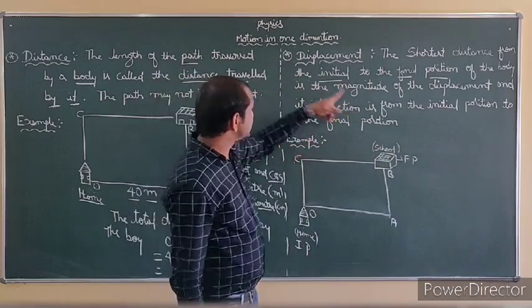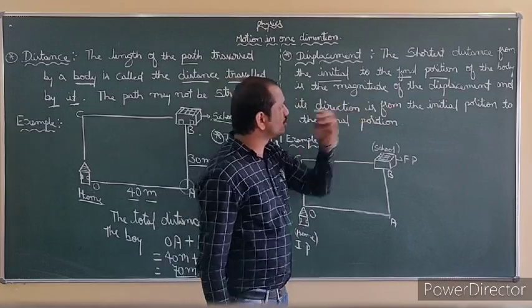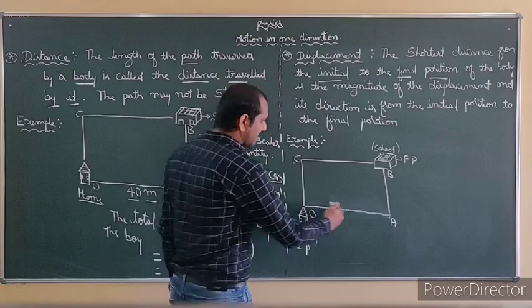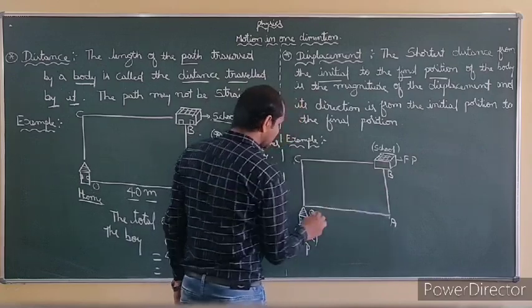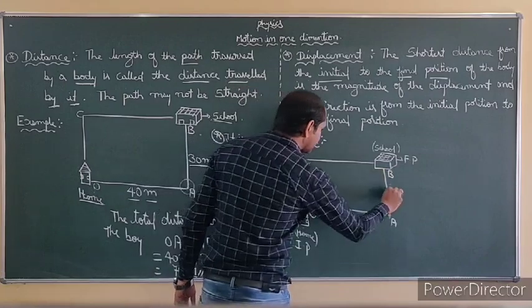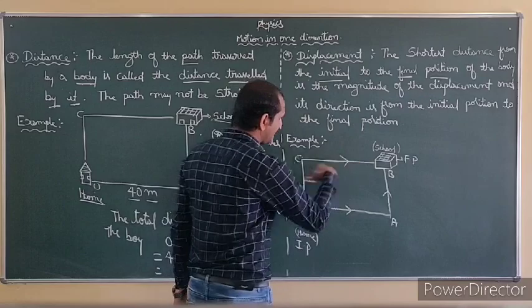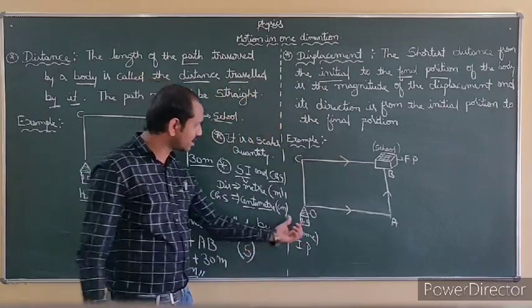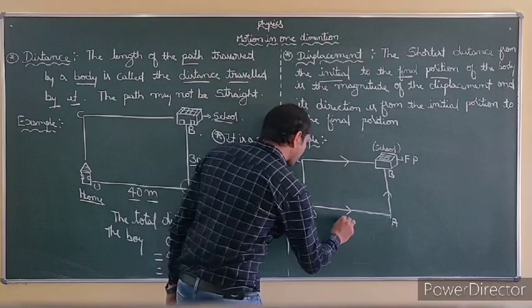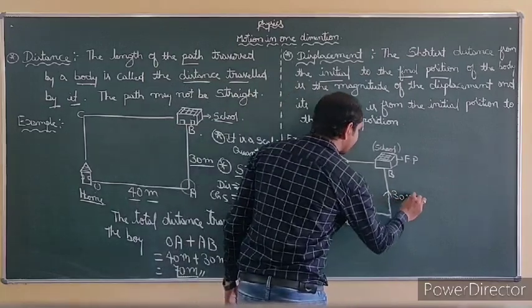The shortest distance from the initial to the final position of the body is the magnitude of the displacement. Now let me ask you a question. Among this, I have considered these two paths. OA and AB is one path, and OC and CB is one more path. You have two paths here to travel from your home to school. Here we have 40 meter of distance and this is 30 meter of distance.